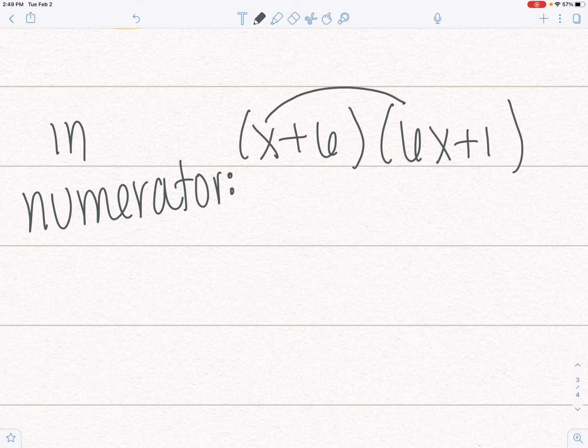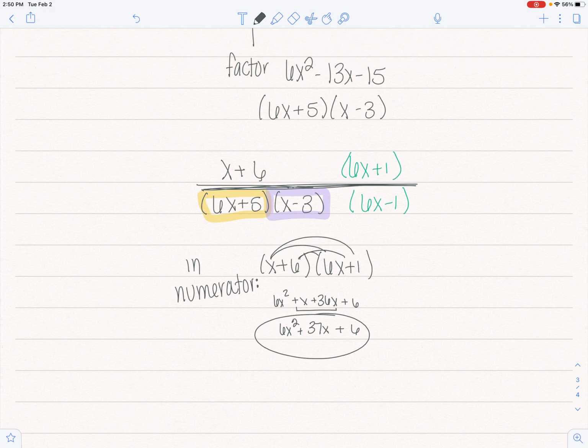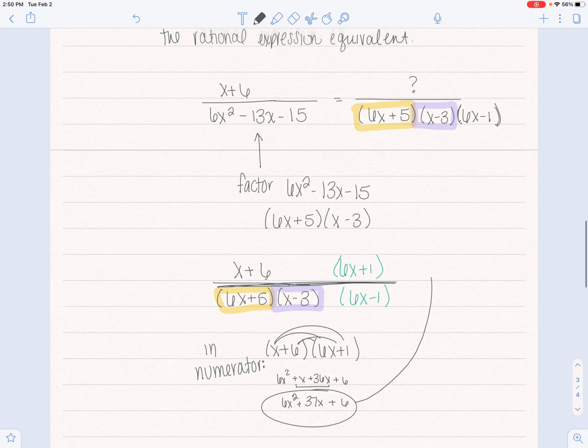So you're going to do first, 6x times x is going to be 6x squared. Outer, 6x times 1, it's going to be 6x. Inner is going to be 36x. And then last is going to be 6. Going to combine like terms and have 6x squared plus 37x plus 6. So that would be your final answer. That is the numerator that will make this fraction equivalent. All Hawks cares about is the actual numerator itself, but know that I did have this denominator on the bottom.